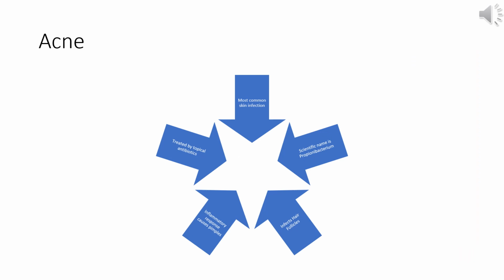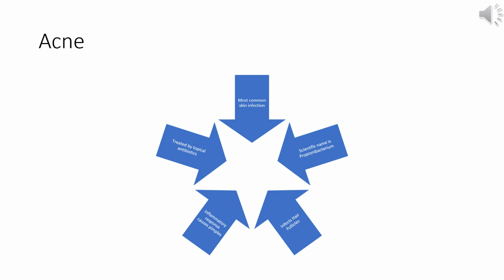So the first skin infection is going to be the most common skin infection. Everybody knows what it is. Known what it is for 10, 15 years now. It's talked about in middle school. So it's going to be acne. Like I said before, it's the most common skin infection. The scientific name is Propionibacterium acnes.